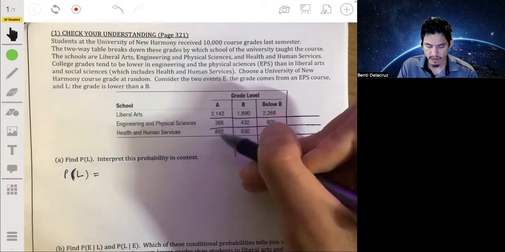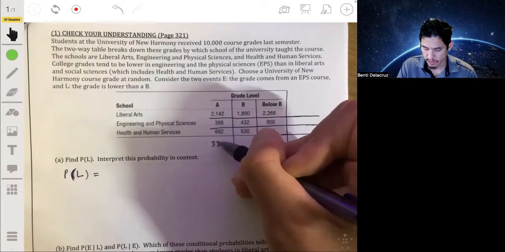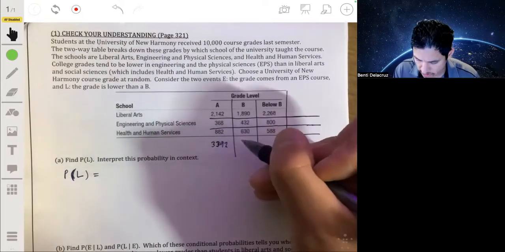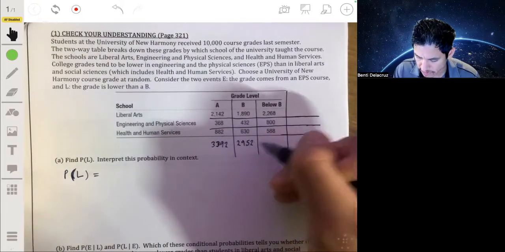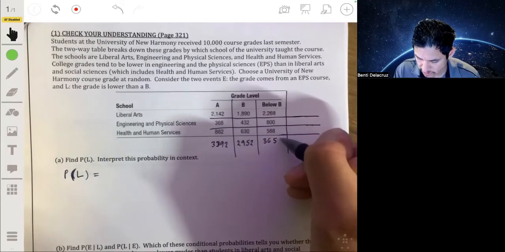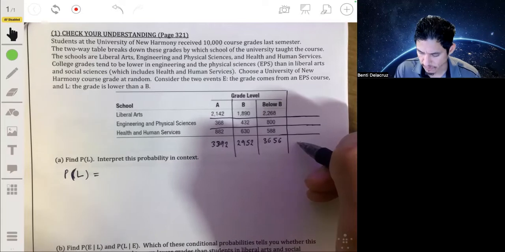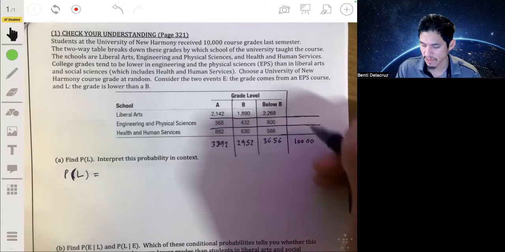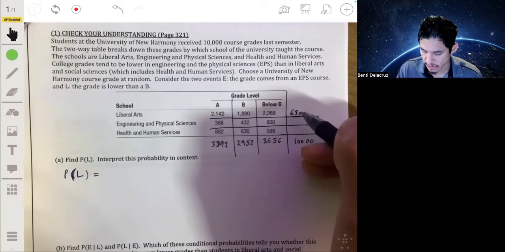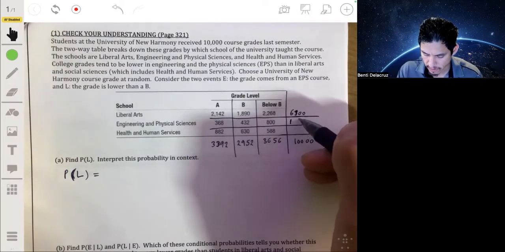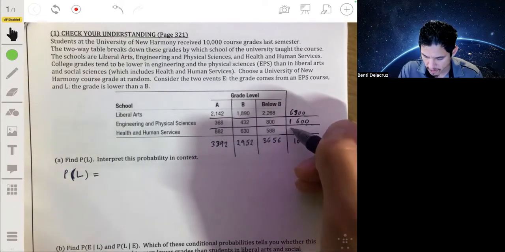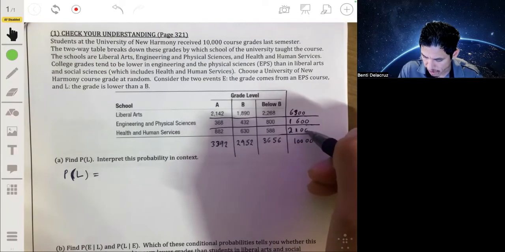We add these three down, we get 3,392. Add these three down, we get 2,952. Those give 3,656. We know the total is going to be 10,000. Adding across, we get 6,300. Here you get 1,600. And here you would get 2,100.